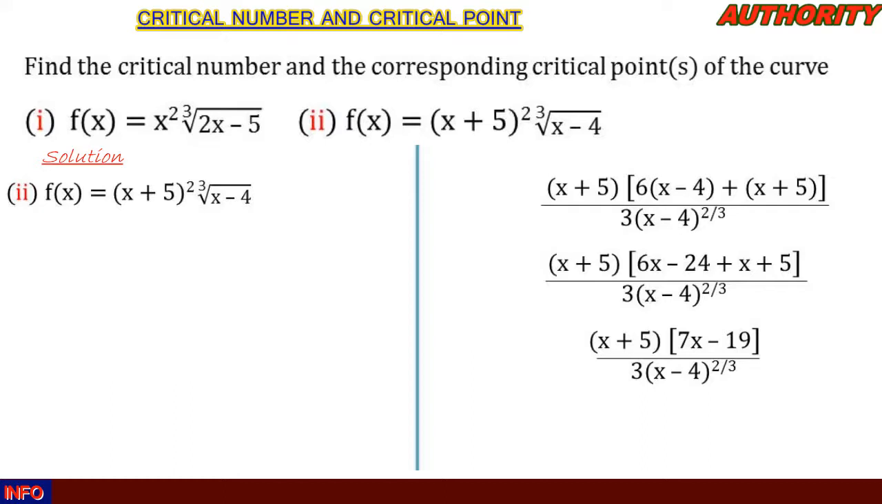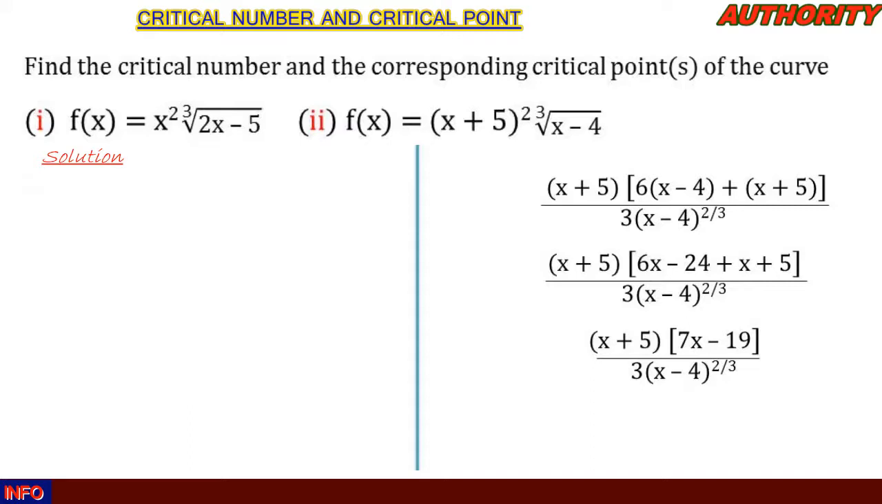Then when you say minus 24 plus 5, it's going to give us minus 19. So in the numerator we have (x plus 5)(7x minus 19) all over 3, and the denominator is 3 times (x minus 4) raised to power 2 all over 3. So we have differentiated, and this is what we have: f prime of x is equal to (x plus 5)(7x minus 19) all over 3 (x minus 4) raised to power 2 all over 3.